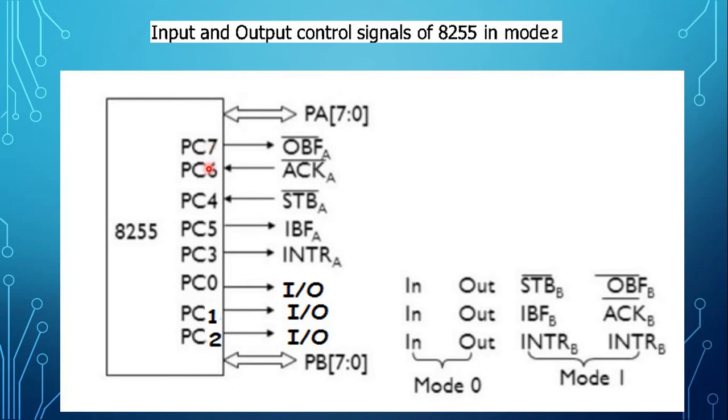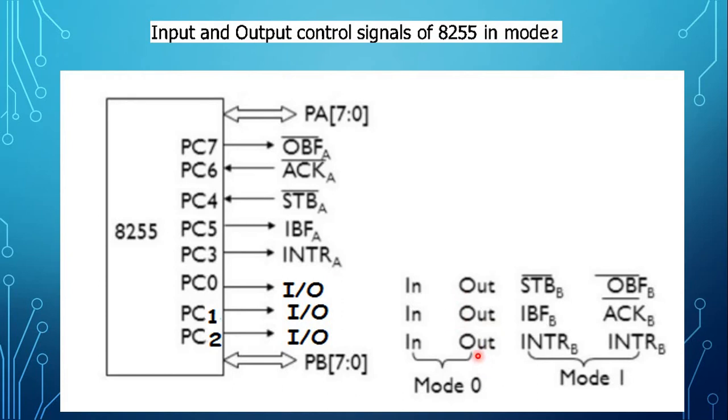Port B can be used in mode 0 or mode 1 as an input or output port. So port B cannot be used in mode 2. Then the remaining lines, PC0, PC1 and PC2, may be used in mode 0 configuration, as either input or output.